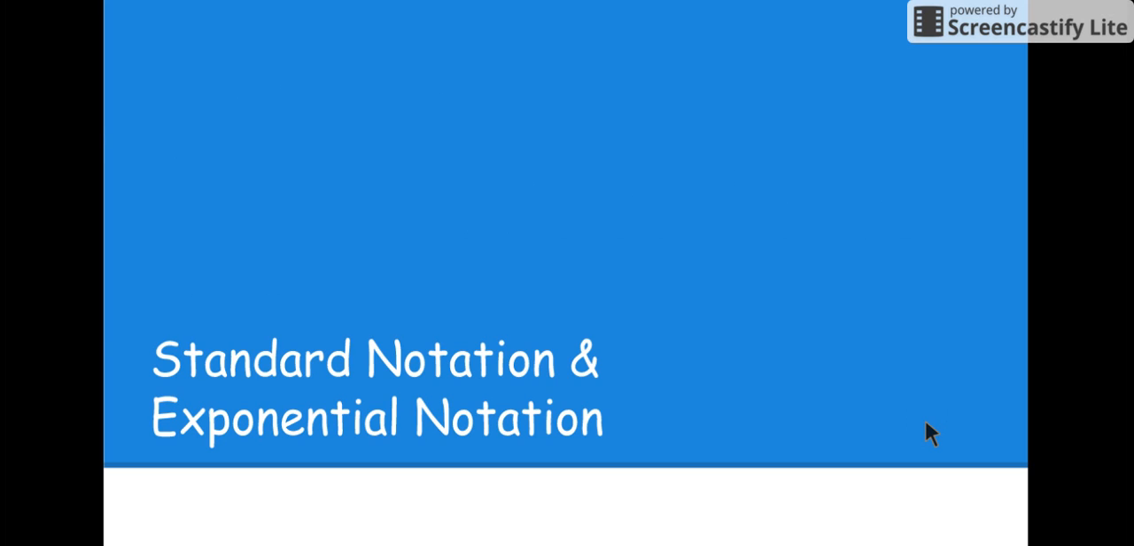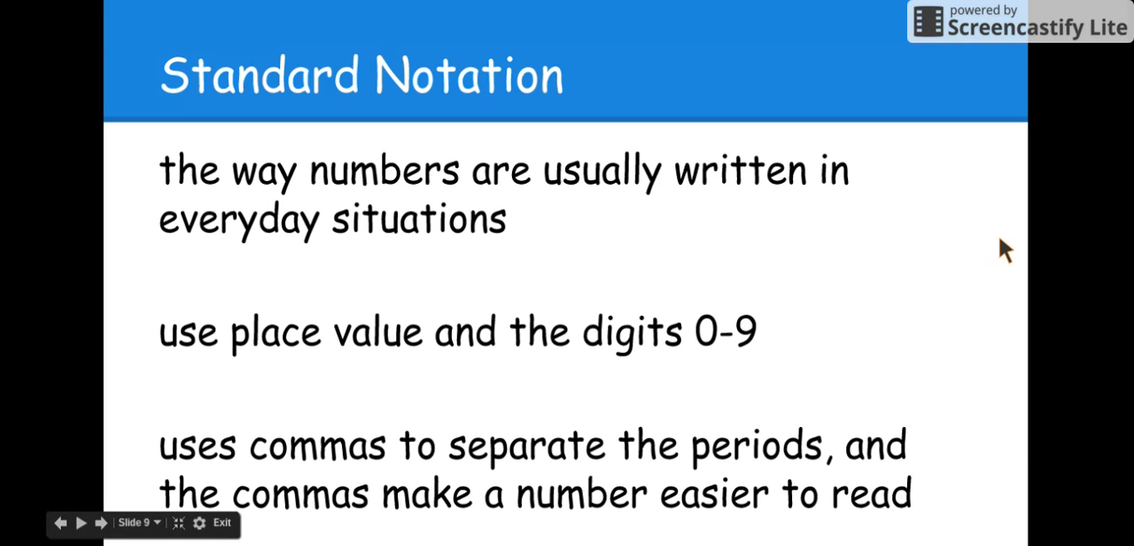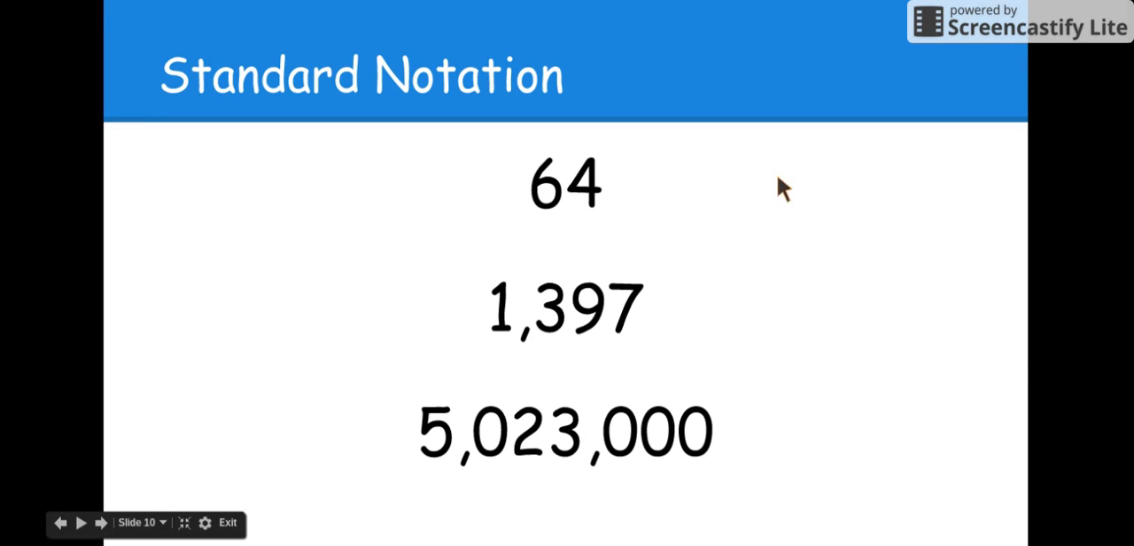Now we're going to talk about standard notation and exponential notation. Standard notation is the way numbers are usually written in everyday situations. Standard notation uses place value and digits 0 through 9. Commas separate the periods, and the commas make the number easier to read. So all of these numbers are written in standard notation. We've got 64, 1,397, and 5,023,000.